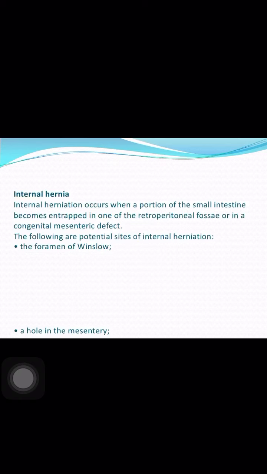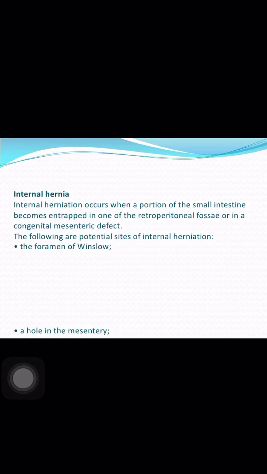What is the internal hernia? أهم واحدة من الأسباب of intestinal obstruction. Internal herniation occurs when a portion of the small intestine is entrapped in one of the retroperitoneal fossa or in a congenital mesenteric defect. يصير defect بالمزنتري وتدخل السمول bowel وتنحصر.